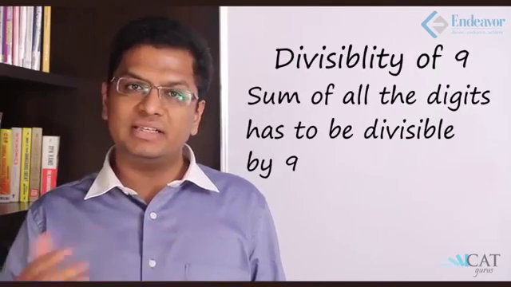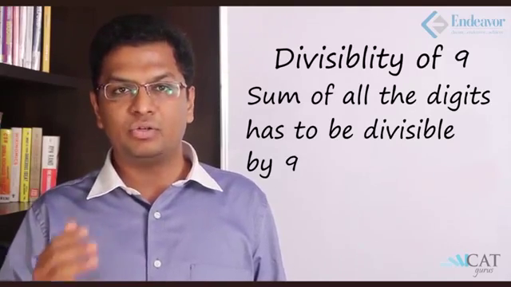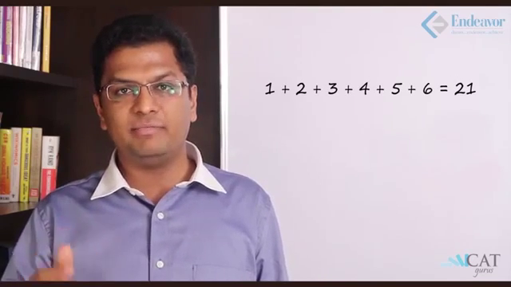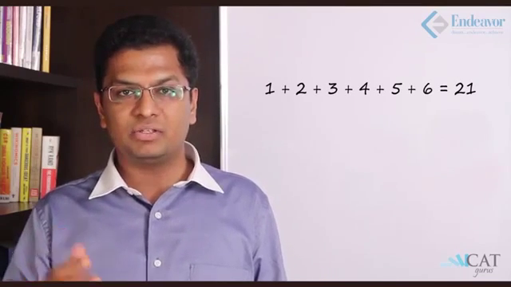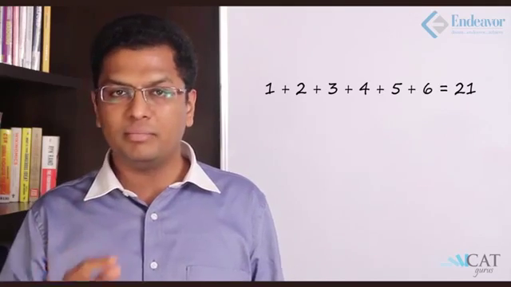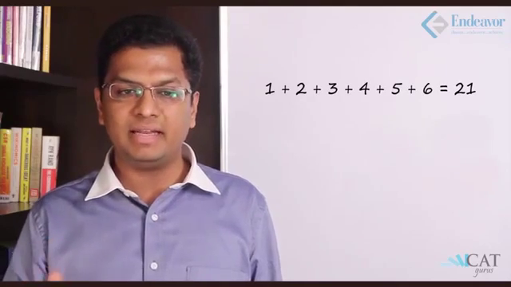What about 9? Now 9 also follows the same rule. The sum of all the digits has to be divisible by 9 if a number has to be divisible by 9. So let's take the number 1, 2, 3, 4, 5, 6. If we add up, 1 plus 2 plus 3 is 6, and 4 plus 5 plus 6 is 15. So 6 plus 15 is 21. It is divisible by 3, but not by 9. So 123456 is not divisible by 9.